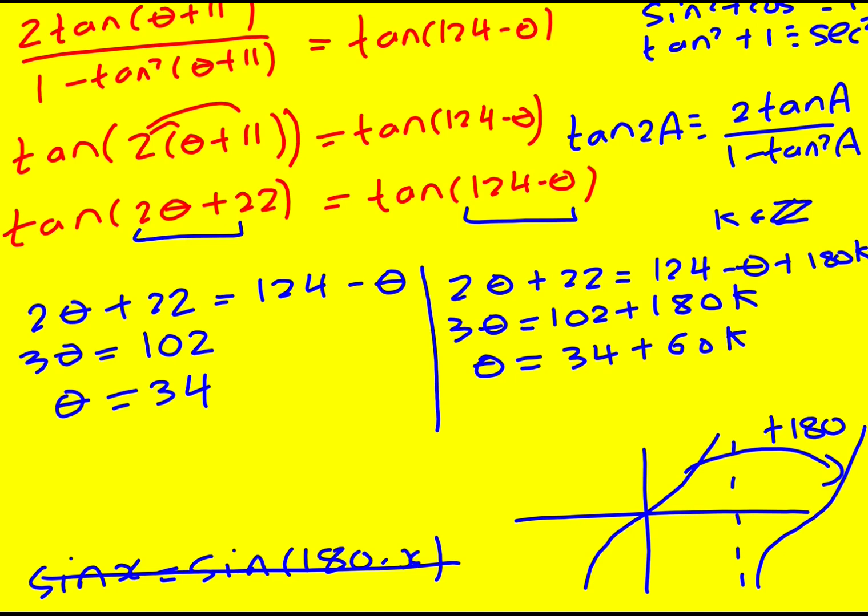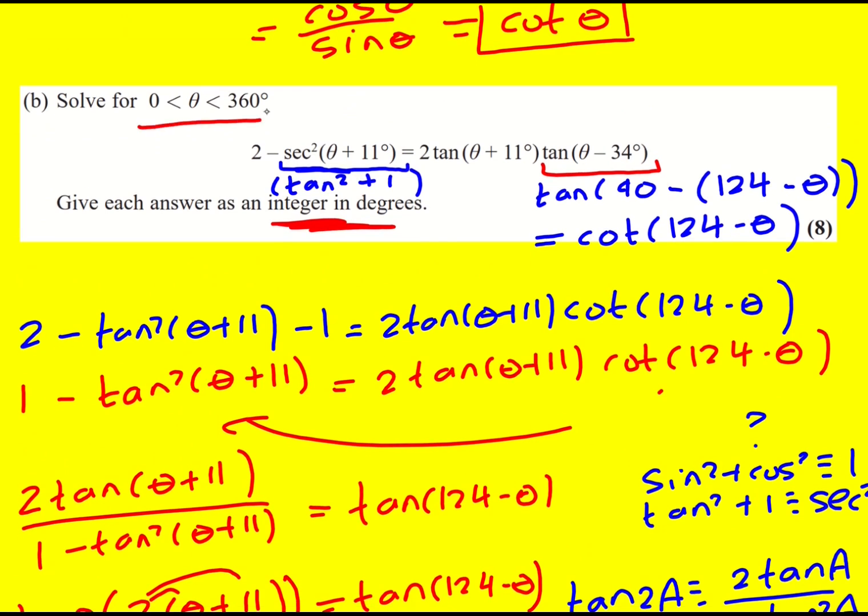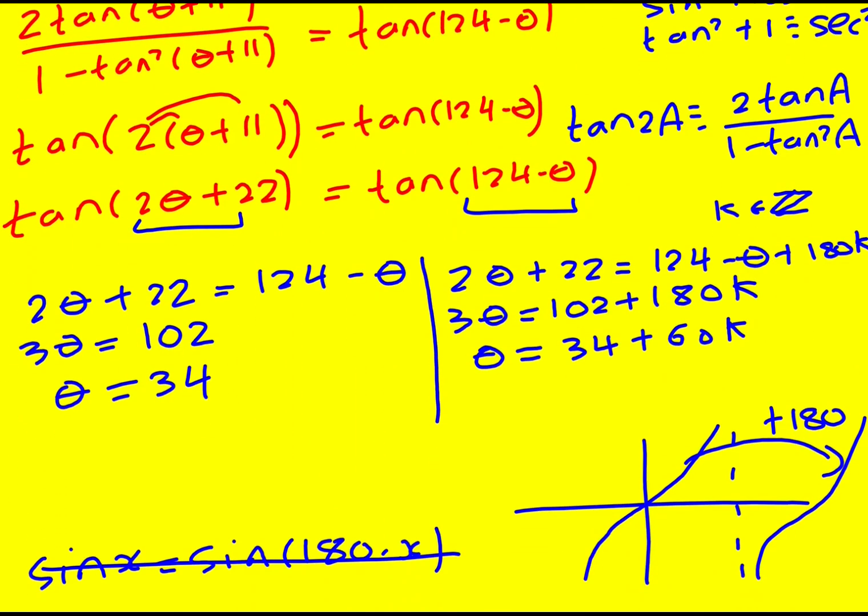So now I just need to cycle through the different values of k. If k is minus 1, we get a negative. That's not in our range because we're only interested in 0 to 360. If k is 0, I get that 34 I got before. If k is 1, then I'm going to get 94, and it's just going up by 60s every time. Then 154, then 214, 274, 334, then it'd be 394, which is outside the range.